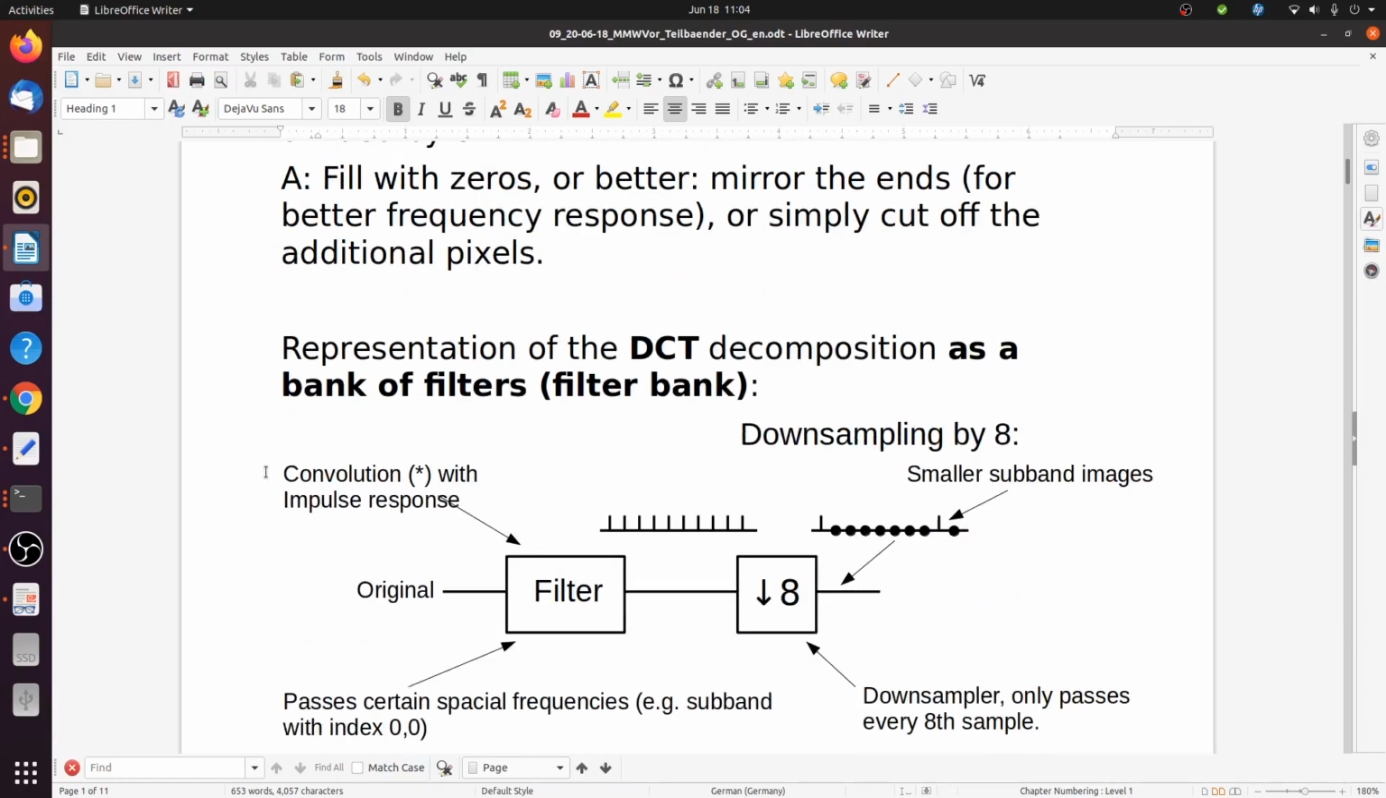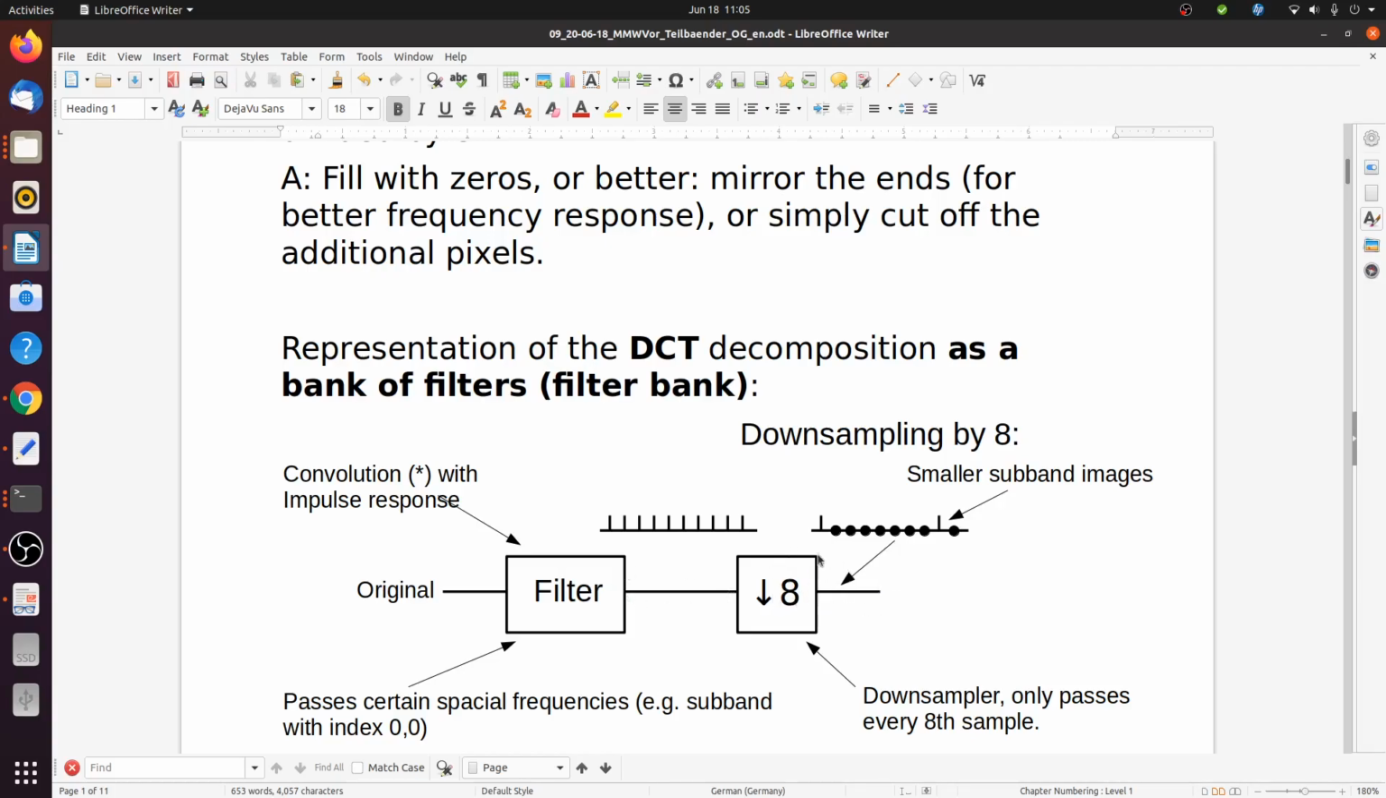Okay, so then to the representation of the DCT as a bank of filters, a filter bank. So we saw we apply our DCT to blocks of 8 by 8 pixels, and it turns out this can also be interpreted as a bank of filters, which is what the DCT is doing with its subbands. For each subband of the DCT we get one filter, and since we have this blockwise representation, this corresponds to a downsampling by a factor of 8.